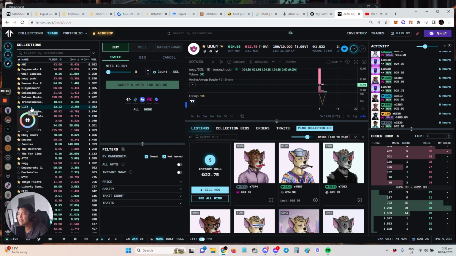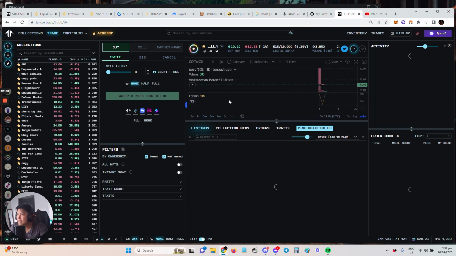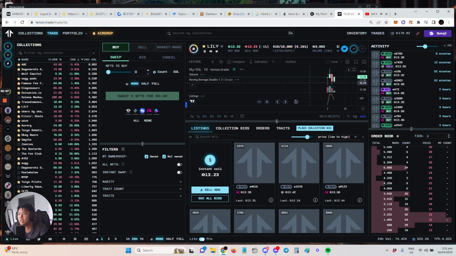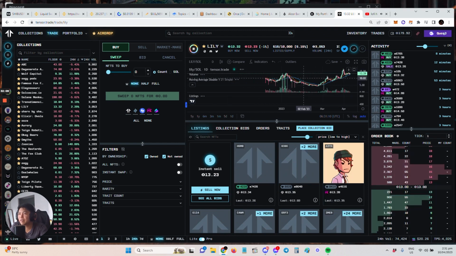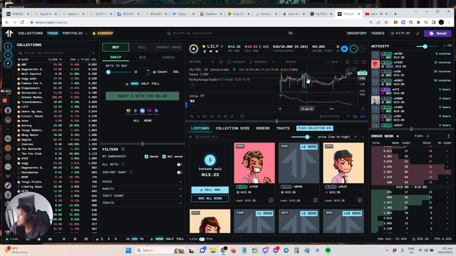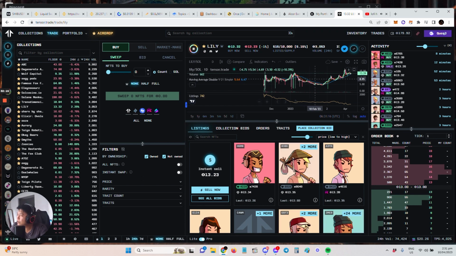The next is Lily. Strong community, very good leadership as well. They've been building since, what, a year ago? Matagal na sila nag-build. This is their second collection. The first collection is Lotus Gang.